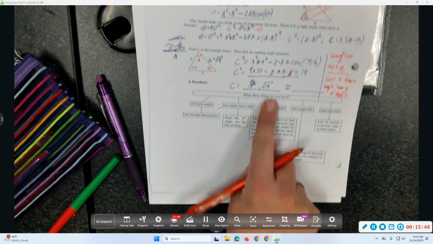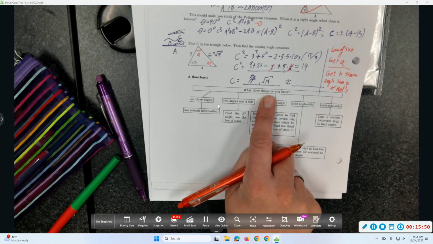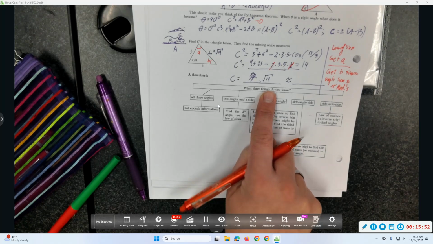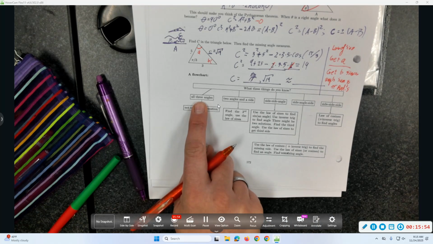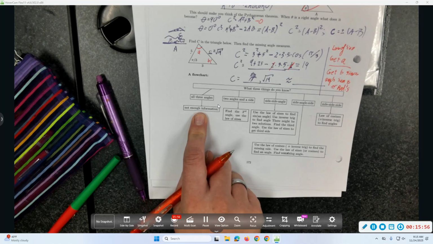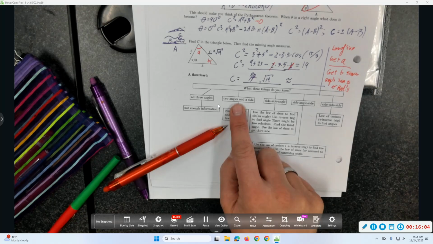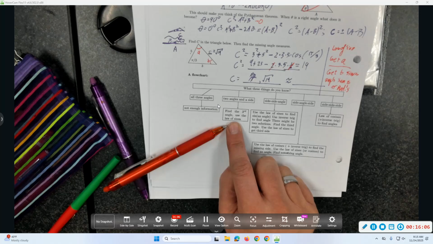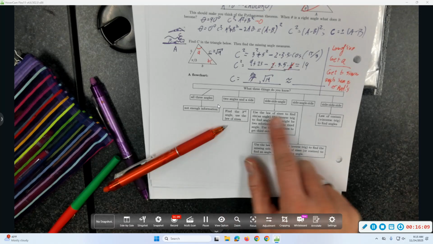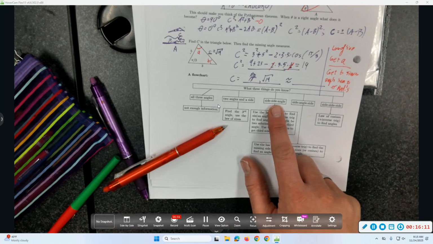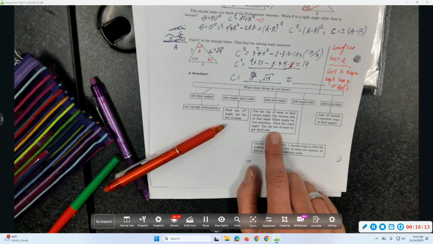In fact, here's a little flowchart. Suppose someone asked you to solve a triangle problem. They told you three things about the triangle. If they just told you all three angles, well, you don't have enough information. So it could be that triangle, or it could be that triangle scaled up. You need more information. If you know two angles and a side, then that's what we did a while ago. If you have a side side angle triangle, this is the complicated case.